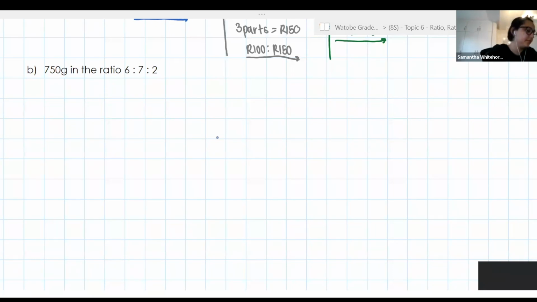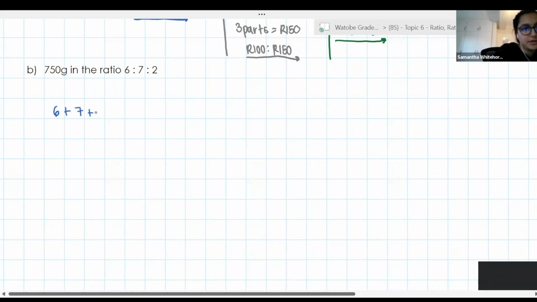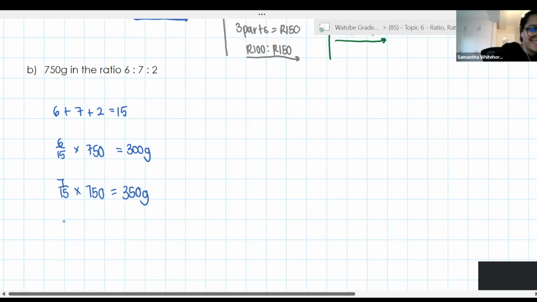Ma'am, I first started by adding the 6, 7, and the 2, which gave me 15. Then I said 6/15 multiplied by 750, which gave me 300. And then 7/15 multiplied by 750, which gave me 350. And then I said 2/15 multiplied by 750, which gave me 100. Then my final answer was 300 is to 350 is to 100. Excellent. Well done. So beautifully explained.